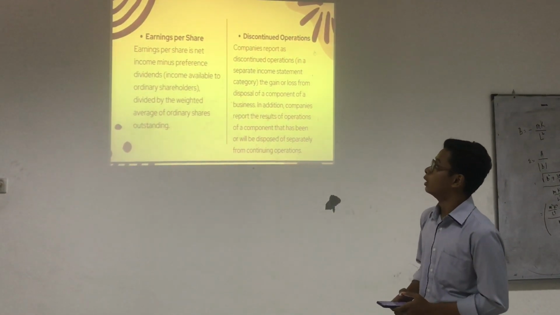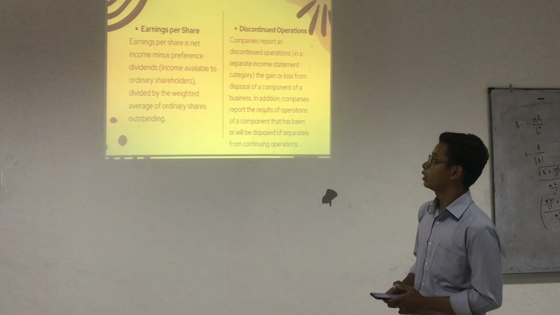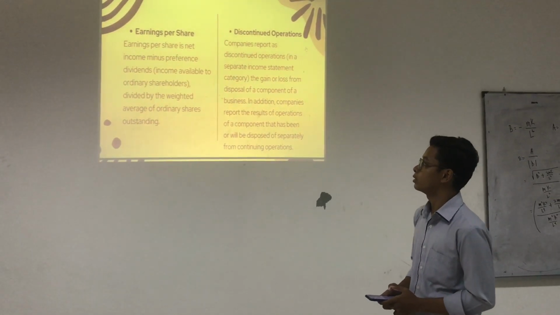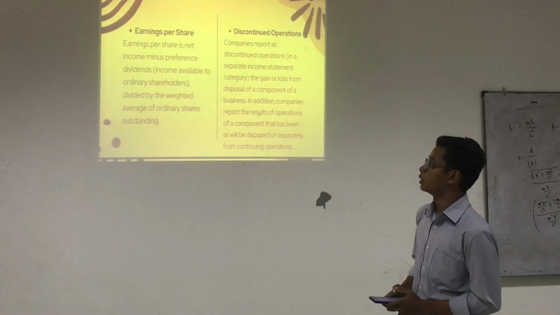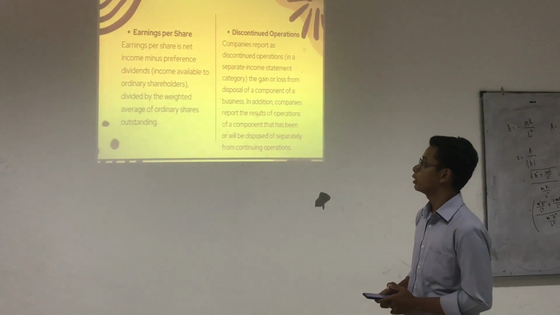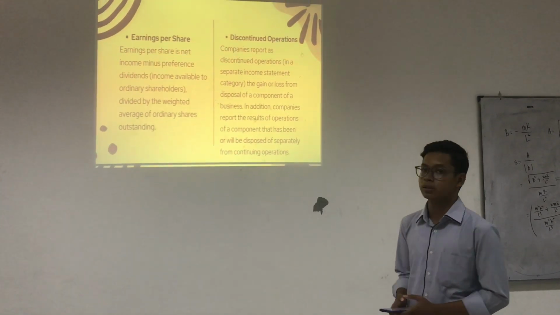We're going to talk about earnings per share. Earnings per share is net income minus preference dividends, that is, income available to ordinary shareholders, divided by the weighted average of ordinary shares outstanding.